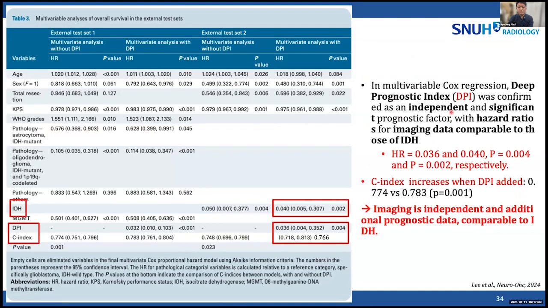In multivariable Cox regression, DPI showed added prognostic value independent of other clinical and molecular genetic variables. The hazard ratio of IDH was 0.04, and that of DPI was 0.036, which was comparable. And the C-index significantly increases after adding the DPI. So these results indicate that the imaging, or the global information, is independent and comparable in prognostic value to the IDH, which is local information.